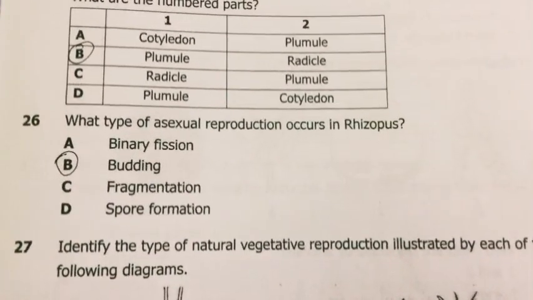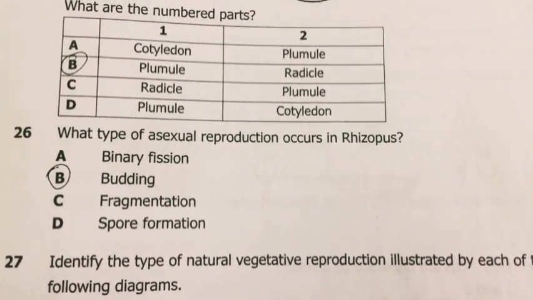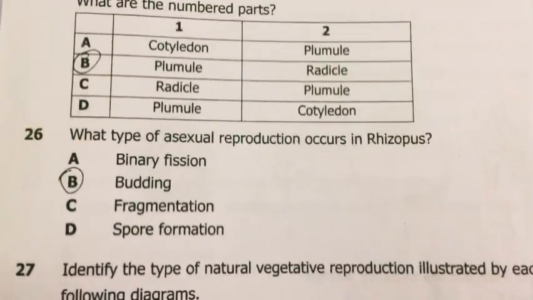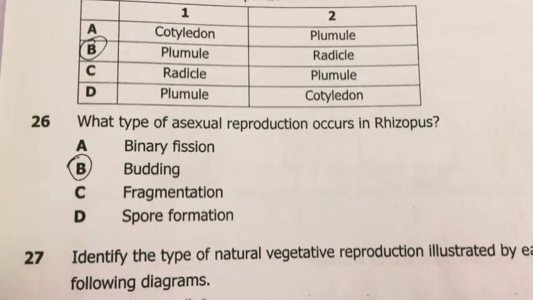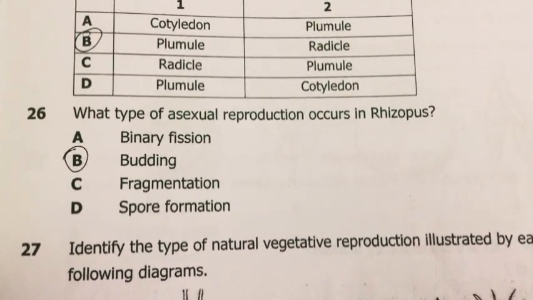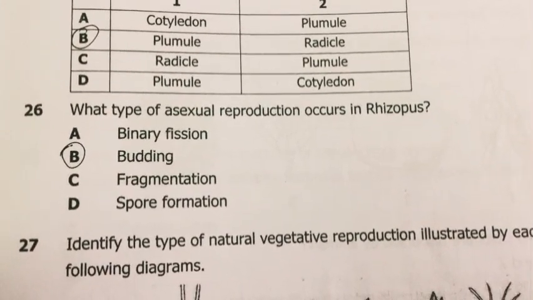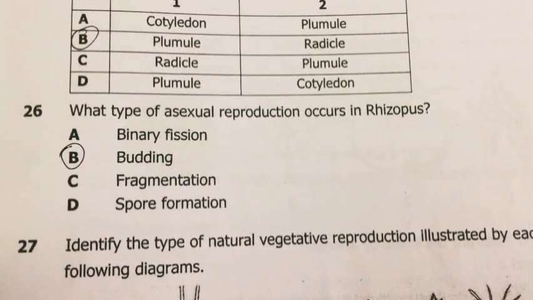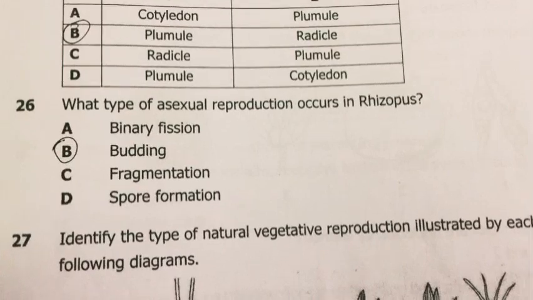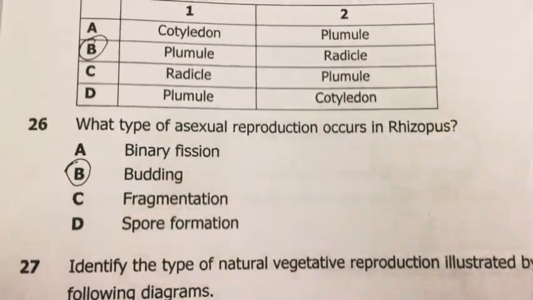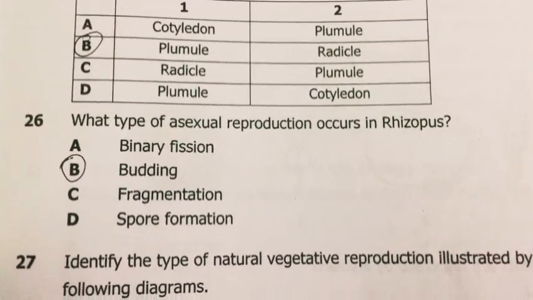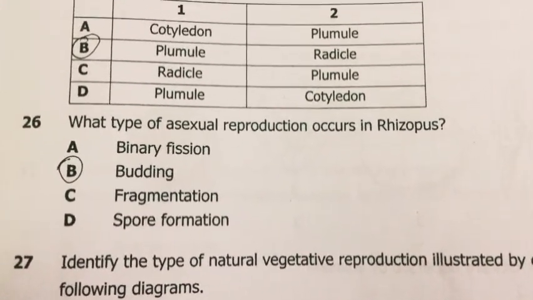26. What type of asexual reproduction occurs in Rhizopus? You should understand what Rhizopus is. This is a fungus, and fungi may undergo sexual and also asexual reproduction. Sexual, I would say, involves release of spores, but it can also grow through other means. So budding is the answer there. Budding is the answer for 26.